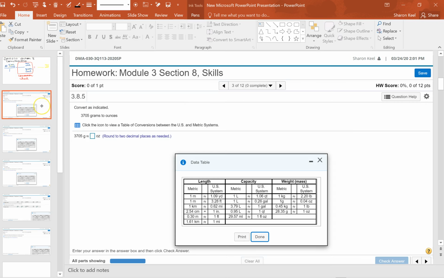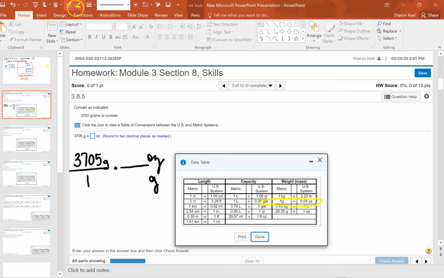So we're going to start here. We are going to convert 3,705 grams to ounces. So what that means is I'm going to write down my 3,705 grams. I'm going to put that over 1. And I want to convert that to ounces. My given unit was grams. Now I'm going to come here to the conversion chart, and if you look, 1 gram is 0.04 ounce.